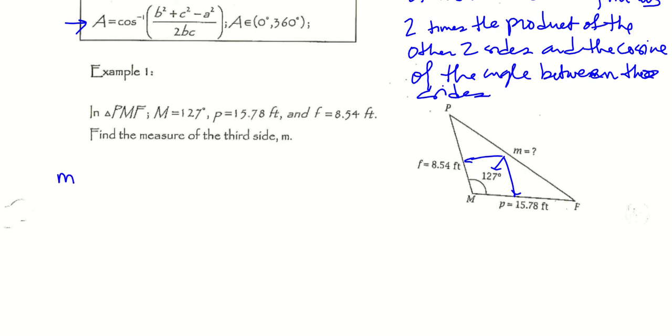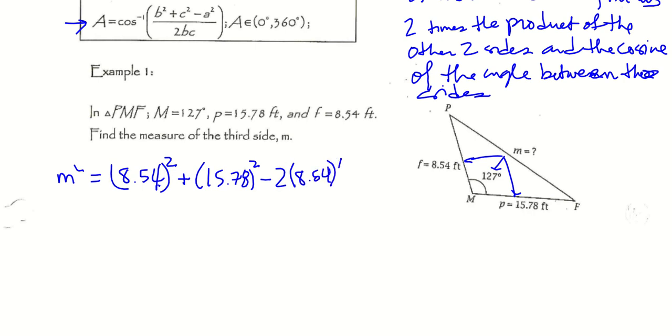So my law of cosines is going to say that the side I'm looking for squared, M squared, will equal the sum of the squares of the other two sides. So we're going to take 8.54 and square that, and we're going to add 15.78 squared. Then we're going to subtract 2 times the product of those other two sides, so 2 times 8.54 times 15.78. And we're also going to multiply by the cosine of the angle opposite the side we're looking for. So that would be 127 degrees.